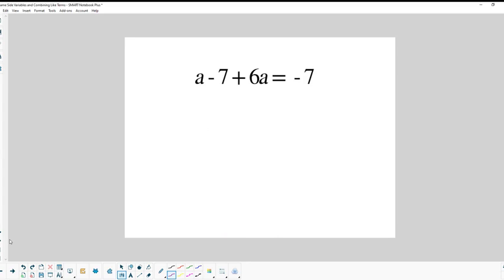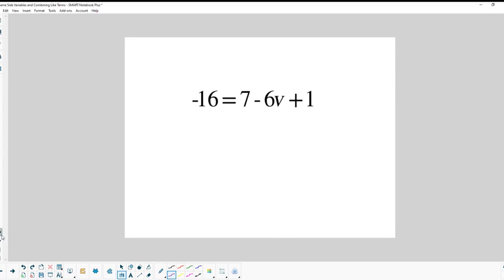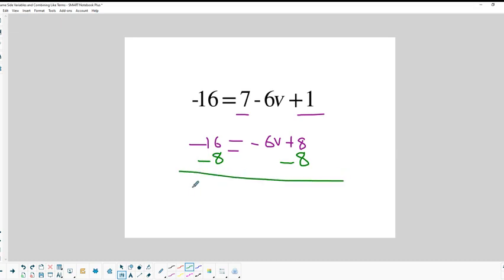There's another one, very similar to the one we just did, so we'll skip that one. Here's another one. Let's go ahead and do this one. We've got a 7 and a 1 on the right side that can be combined. And so if I combine those, I'll have negative 6b plus 8 on the right side, and then negative 16 on the left side. So what I'm going to do now is subtract 8 from both sides. And negative 16 minus 8 is negative 24, and negative 24 equals negative 6b. So all I have to do is divide by negative 6.